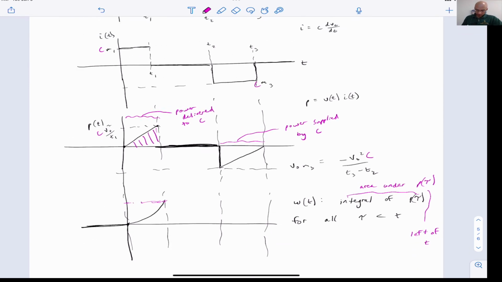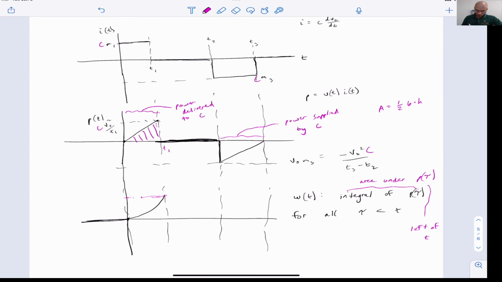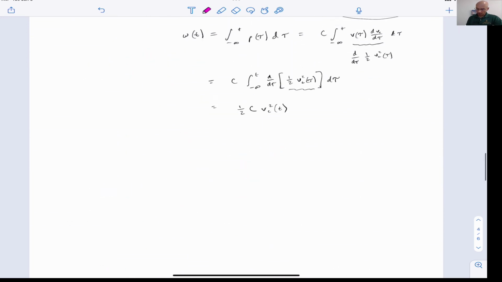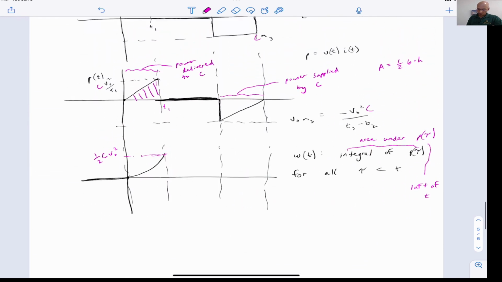this area, this is T1. So the base is T1. The height is C V naught squared T1. So when I take the area 1/2 base times height, well, I get 1/2 CV0 squared. And that makes sense given the formula we calculated above, 1/2 CV squared. Okay, so there's that.